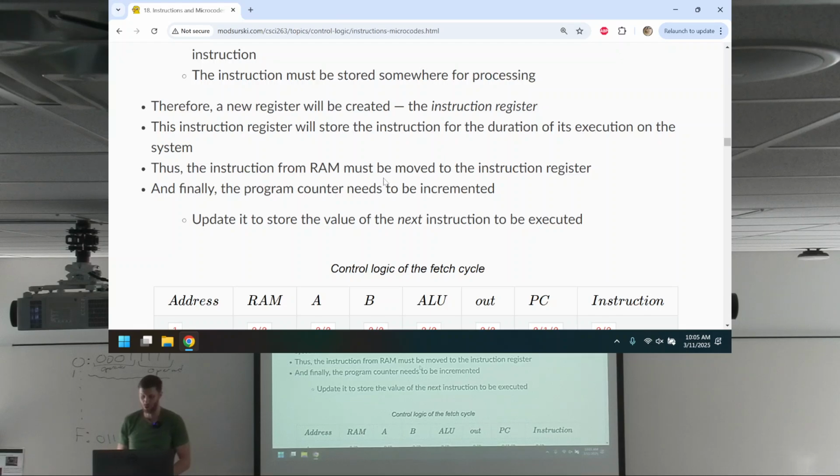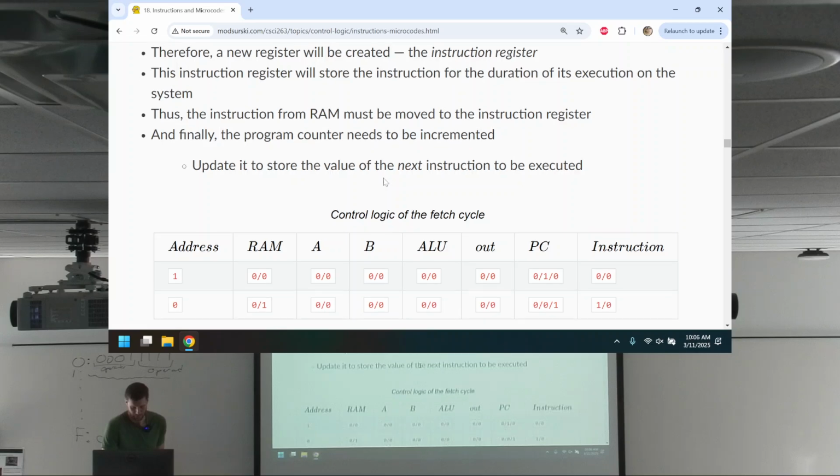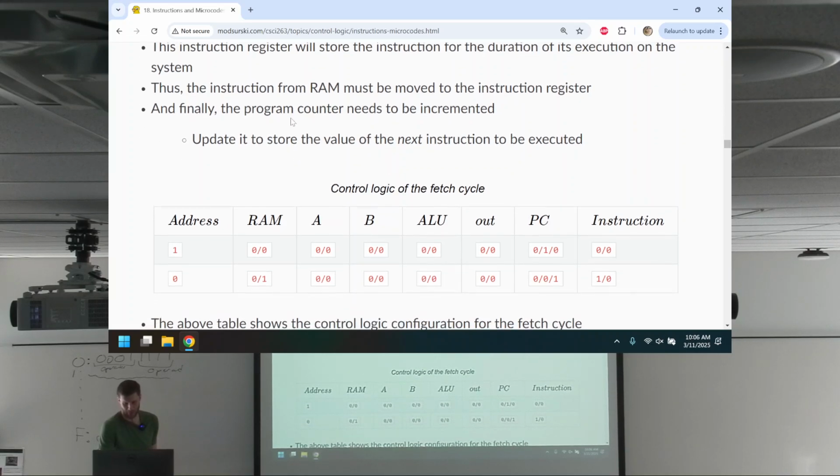This instruction register will store the instruction for the duration of its execution on the system. The instruction from RAM must be moved to the instruction register. So we're creating a new register. Great, another register. So the first step we have to do for any instruction is get it from RAM and put it in the instruction register. Before I can even execute an instruction, I've got to get it, right? So finally, the program counter needs to be incremented.